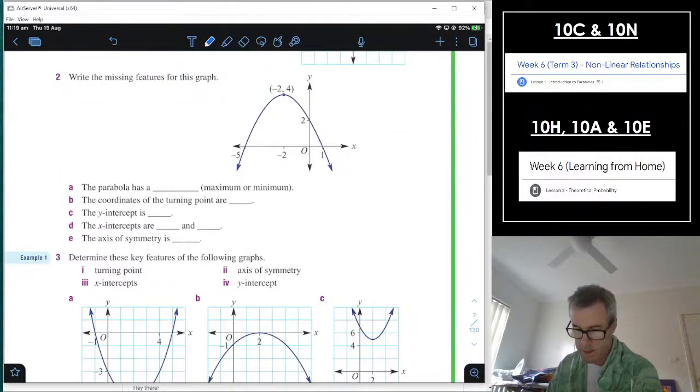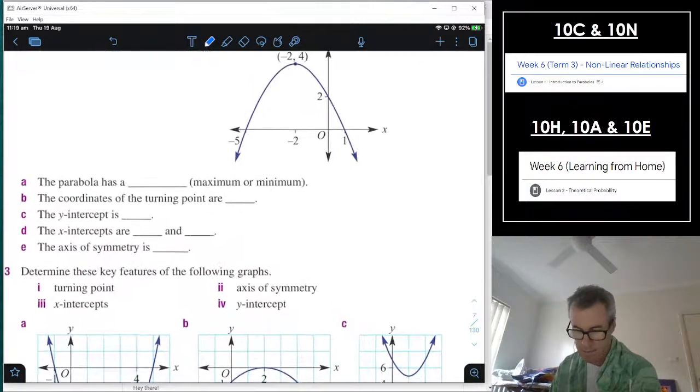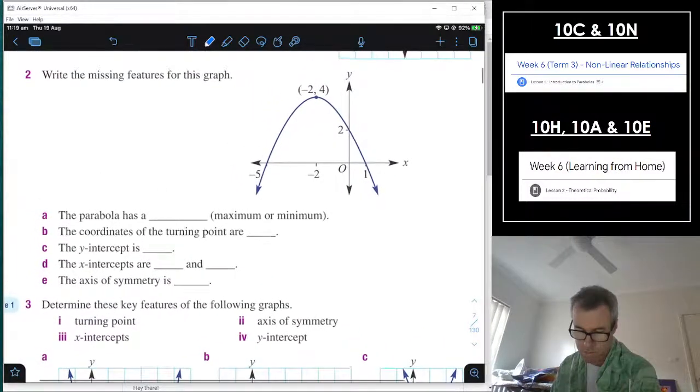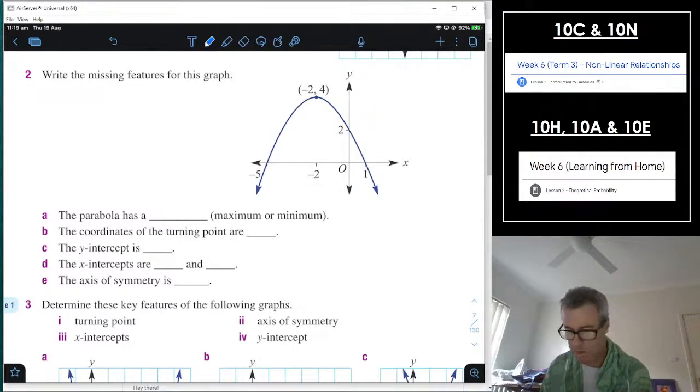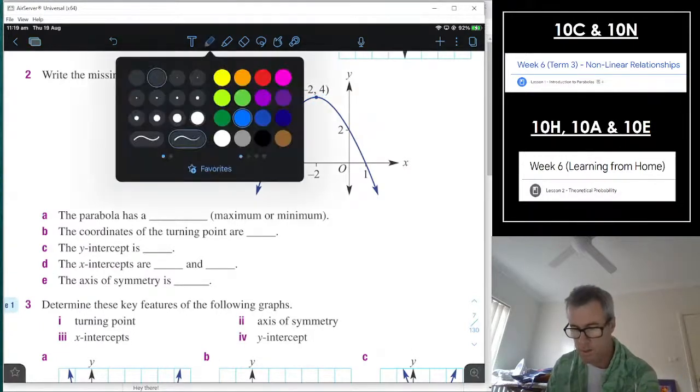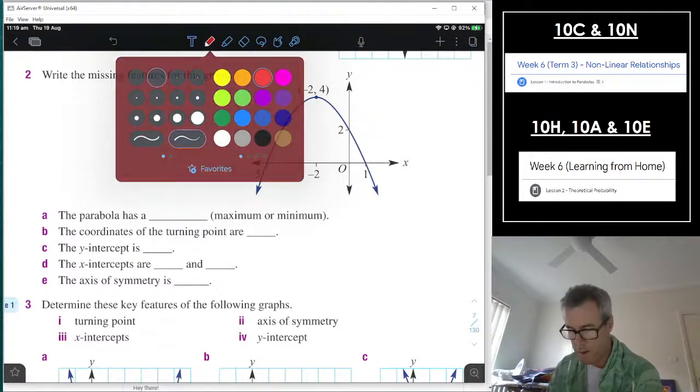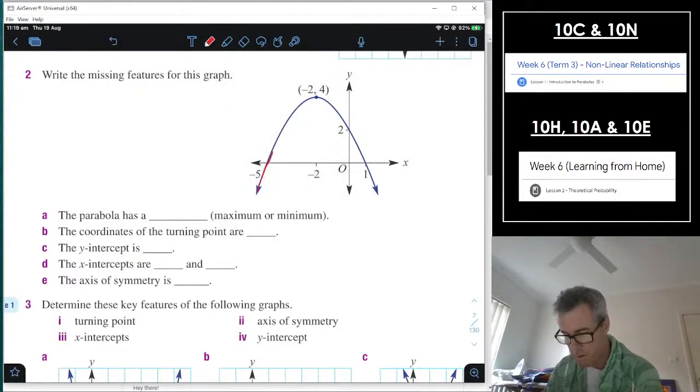This one here has a turning point? No. The coordinates of the turning point, let's just go to the next one. The coordinates of the turning point are, well, you can see it turns at the top. You can see that it throws up along here, and then it turns at this coordinate at the top here. So the turning point here is -2 and 4, like so.